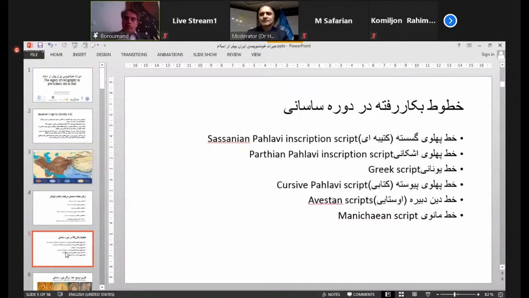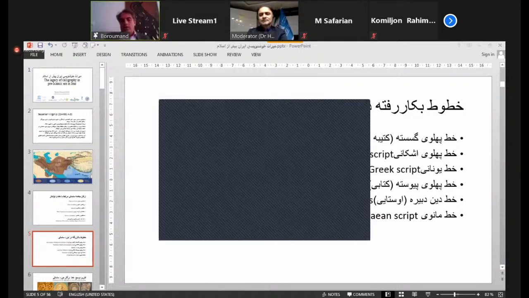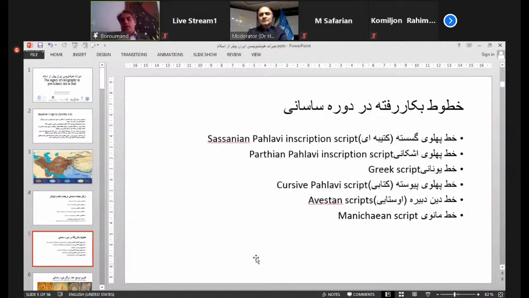But little by little, when we go to the second half of the Sasanian empire, the Pahlavi script changes to a kind of cursive Pahlavi, which is mostly used in writing. Based on what has remained, we can say that different methods were used in different areas, especially in the field of the army, where things were written in cursive Pahlavi.